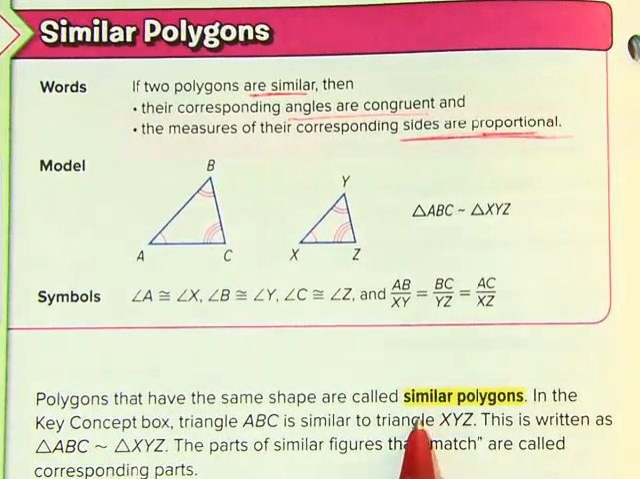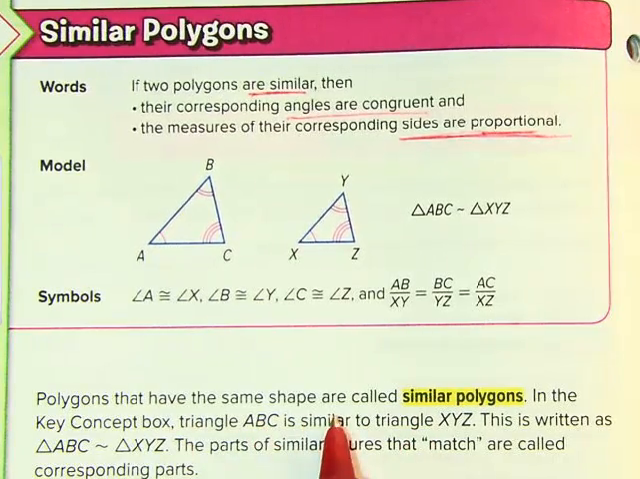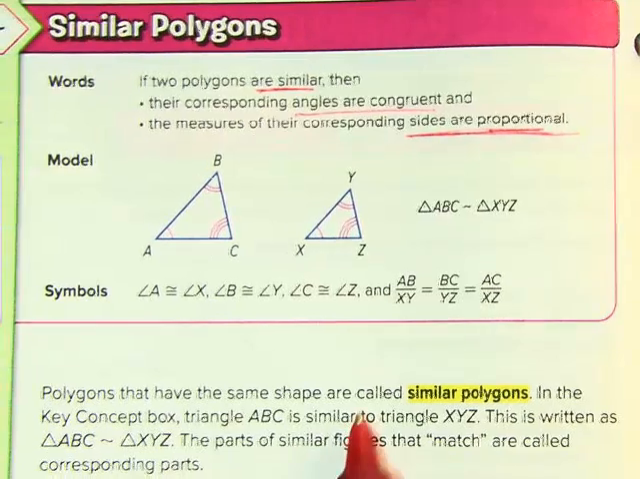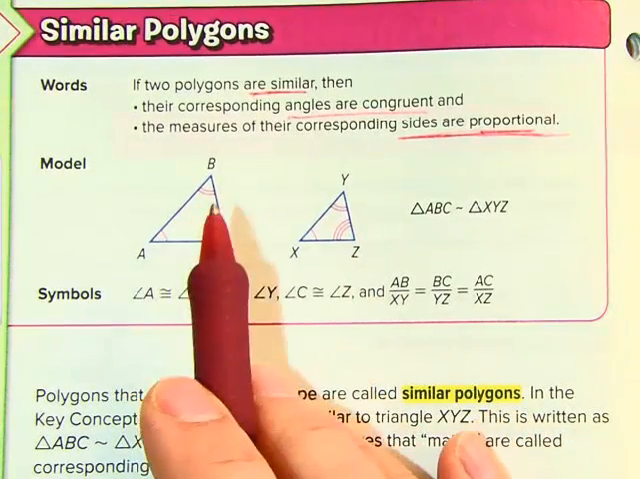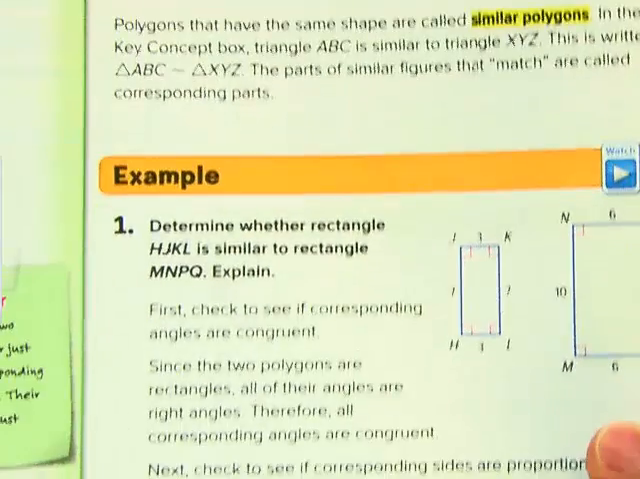Okay, so the vocab word is similar polygons. Polygons that have the same shape are called similar polygons. Remember, angles mean the shape stays the same if the angles are the same, okay? But our side lengths can be different.